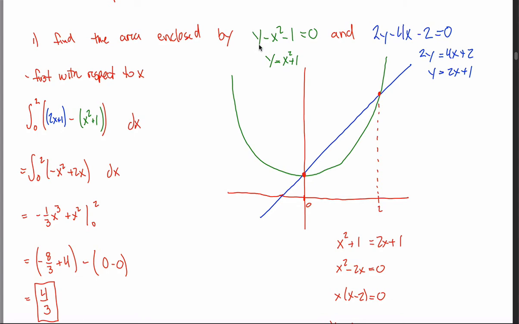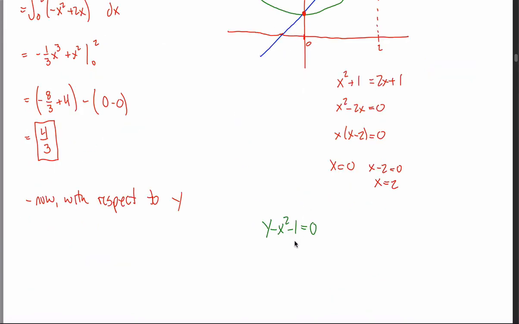So what I can do is figure out the x coordinate of this curve by solving this equation for x. Then I can figure out the x coordinate of this curve by solving this equation for x. And then I can set those two equal to each other because, again, at these points of intersection, the curves have the same x values. If I set those equal to each other, I'll be able to figure out the y coordinates of their points of intersection. So I had y minus x squared minus 1 equals 0. If I want to solve this for x, I could add my x squared over to the other side of the equation and get y minus 1 equals x squared.